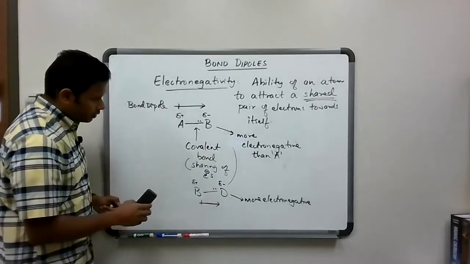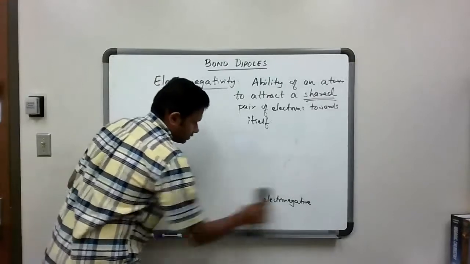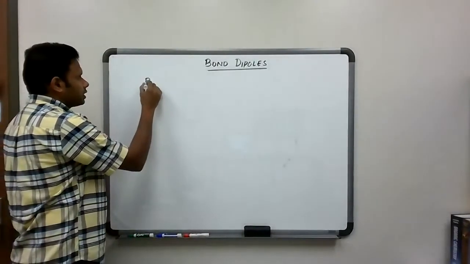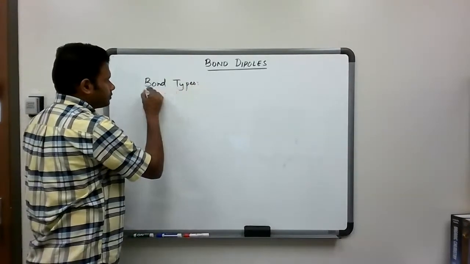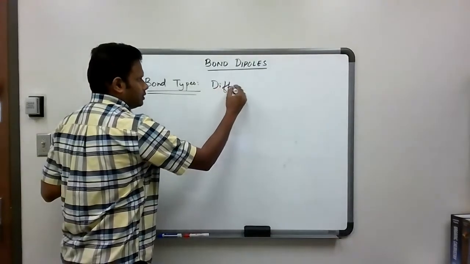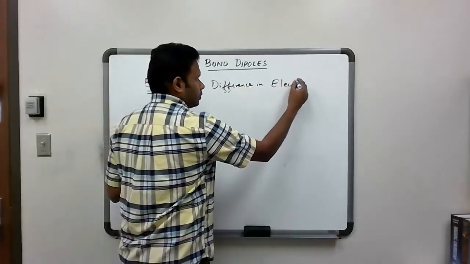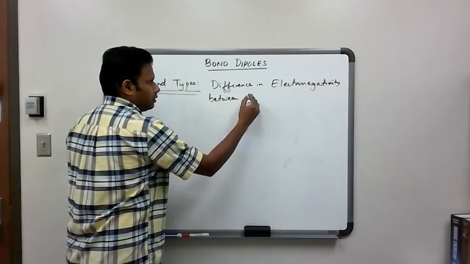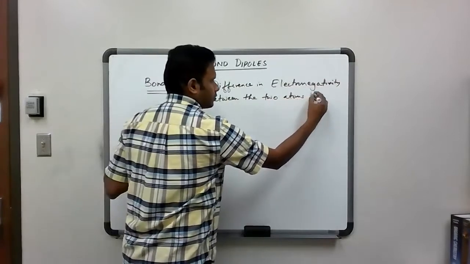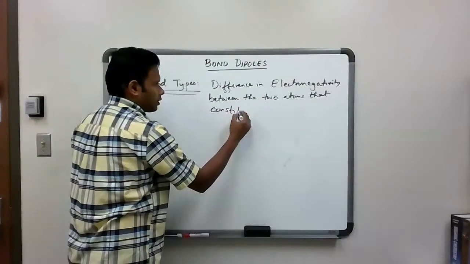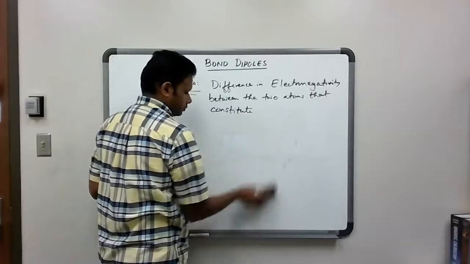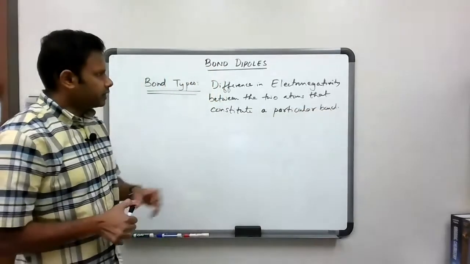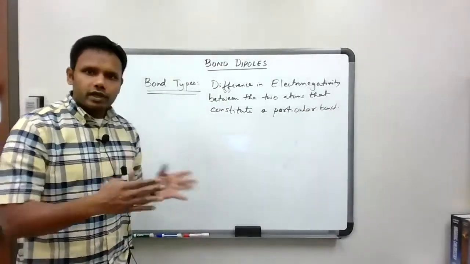And in fact, before we do that, we're also going to define something else. So electronegativity, and we're going to talk about the different bond types. Okay, so bond types that exist. And these bond types are based on the difference in electronegativity between the two atoms that constitute a particular bond. Okay, so the bond type is basically defined by the difference in electronegativity between the two atoms that are part of that bond.